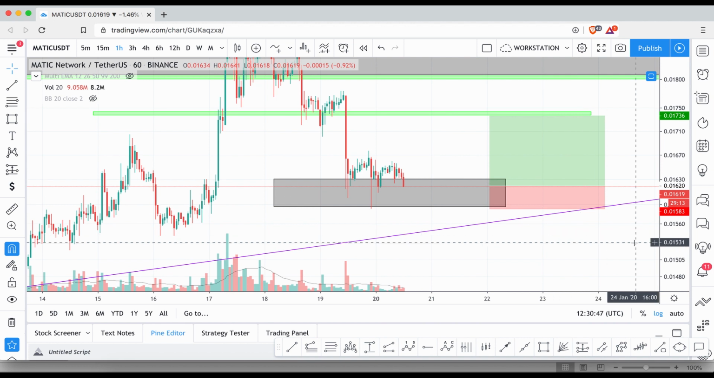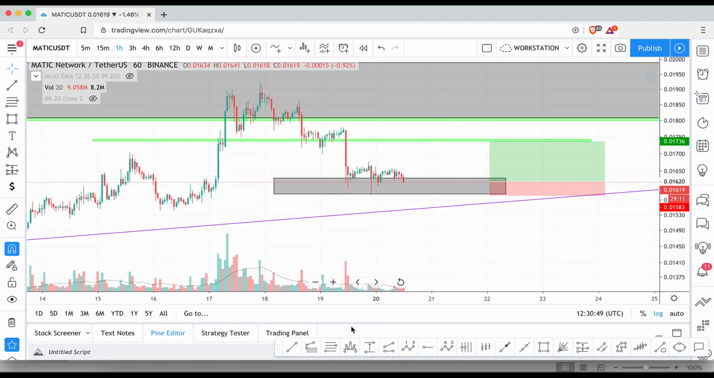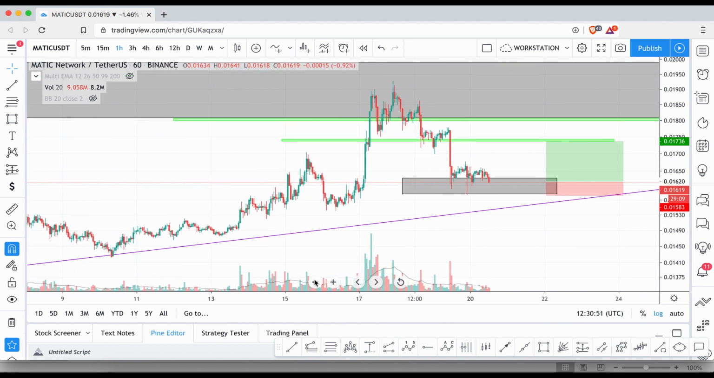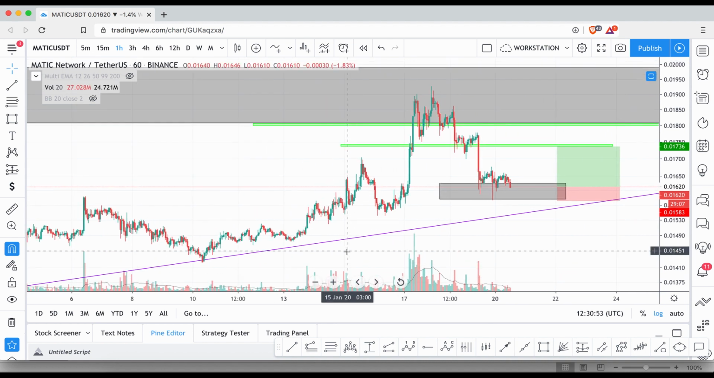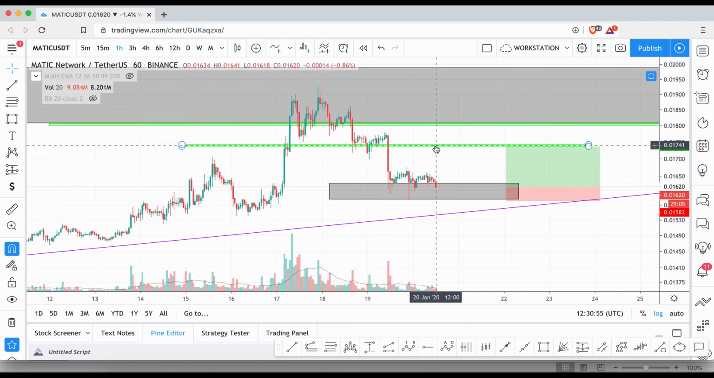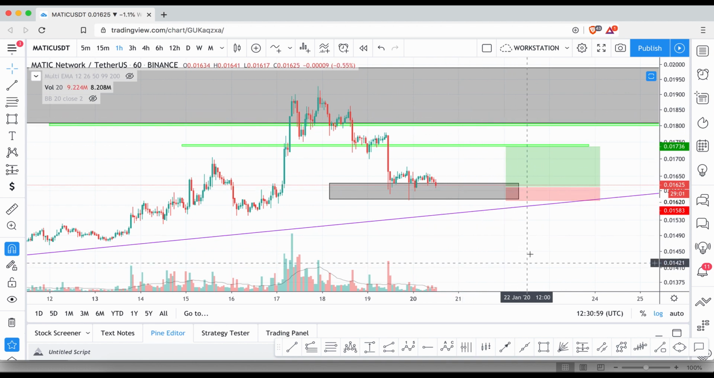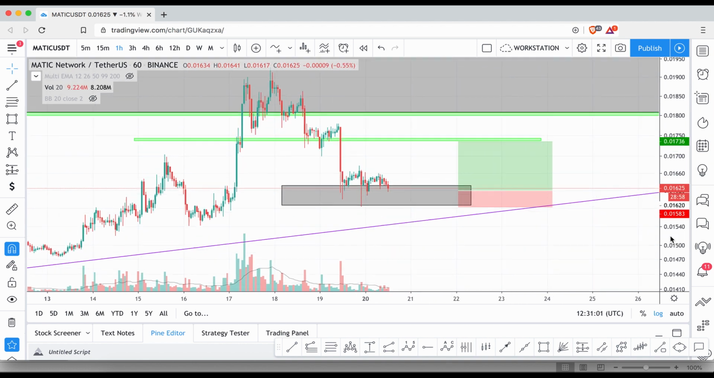So this is how I look at MATIC right now. I actually think that some form of retest around this area will happen before we maybe continue back down. Okay, that's my point of view right now.